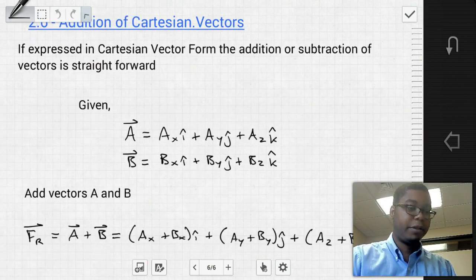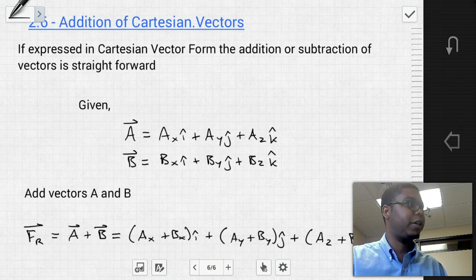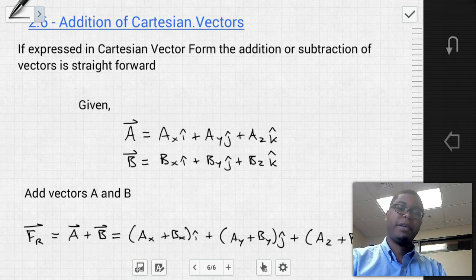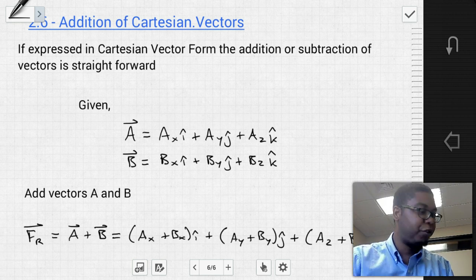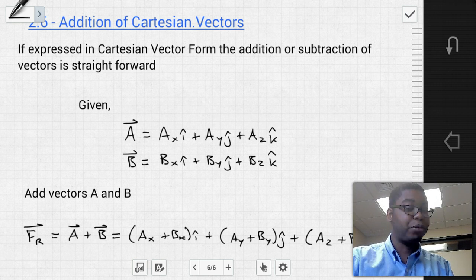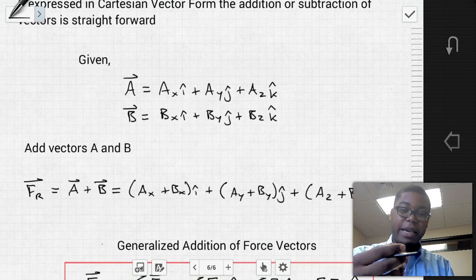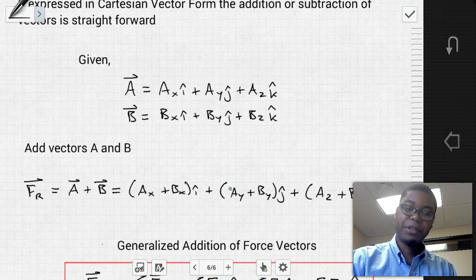These permutations, or various ways that you can describe your Cartesian vector, are very useful. So finally, the last section we're going to go over, and I'll let you guys go, is 2.6, the addition of Cartesian vectors. If expressed in Cartesian vector form, the addition or subtraction of vectors is very straightforward. So say we have a vector A and a vector B, and they each have components. Well, in order to add vectors A and B, we collect the like components together, and we can come up with a resultant force vector very easily.